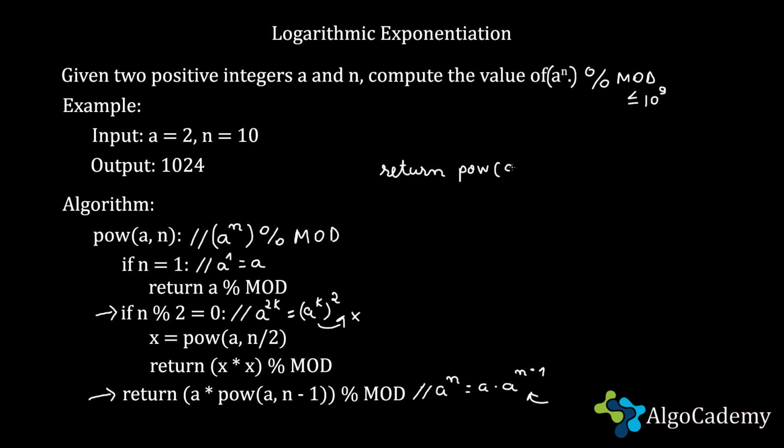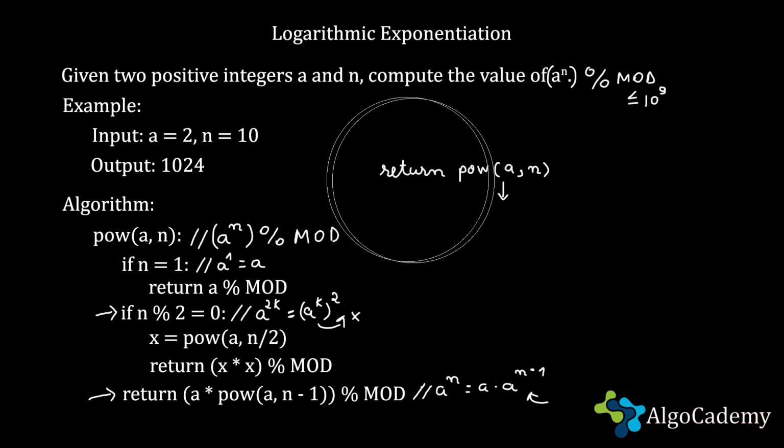That's what I need to do in the main algorithm. Now, when I call this pow of a and n, this is going to result in another function call if n is greater than 1, right? Either pow of a and n divided by 2 or pow of a and n minus 1, depending on n's parity, right?